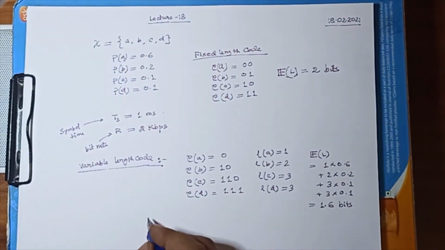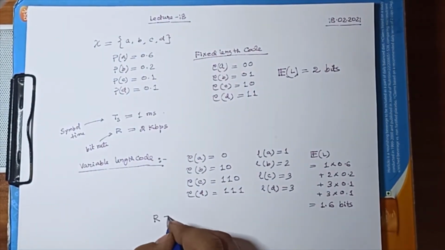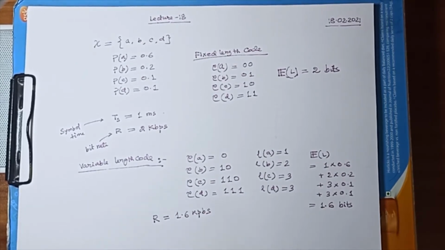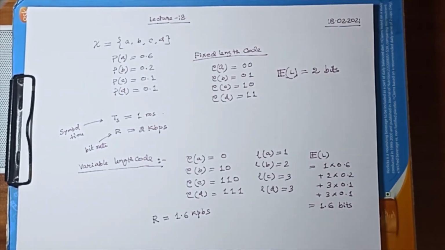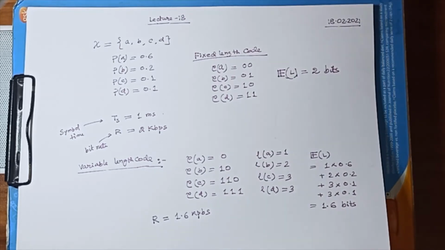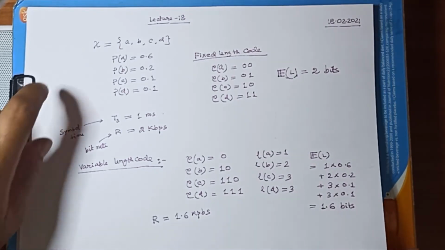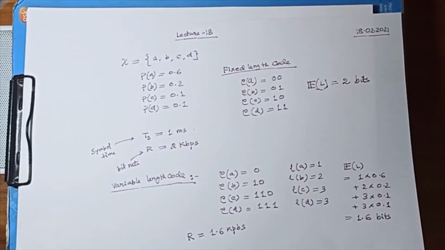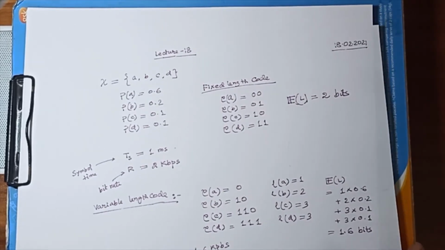If I ask the bit rate for the same symbol time, the bit rate will be 1.6 kbps. So you can see that the rate is decreasing. A variable length code will always give you a better chance of reducing the bit rate, and that will be beneficial when we go for high definition digital communication. So our objective is always to decrease the bit rate which is going out of the source.